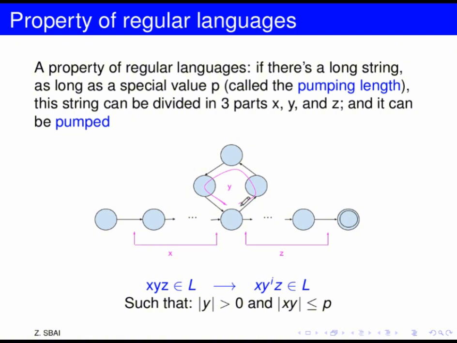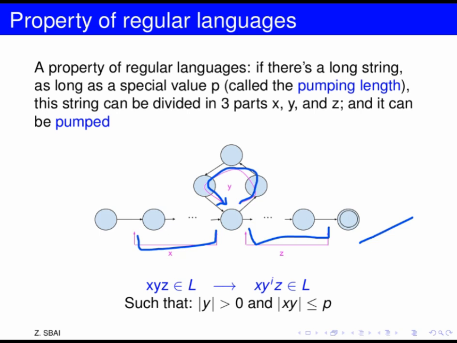And this property for regular languages states that if there's a long string, as long as a special value p called pumping length, this string can be divided in three parts, x, y, and z, and this string can be pumped. Let's take, for example, this structure of a finite state machine. If we have a cycle, the substring in the cycle will be denoted as y. Before that cycle, the substring will be x, and after the cycle, the substring will be z.